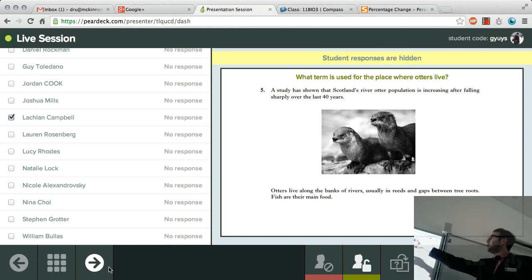What term is used for the place where otters live? Now you've got to type your response to this one. What term is used to describe the place where otters live? Again, worth 1 mark, worth 1 minute. Go for it.